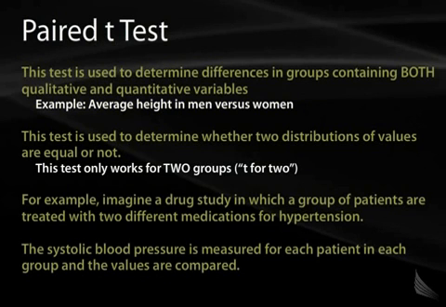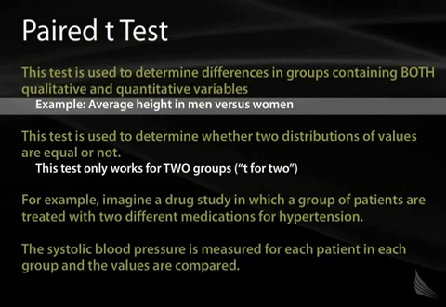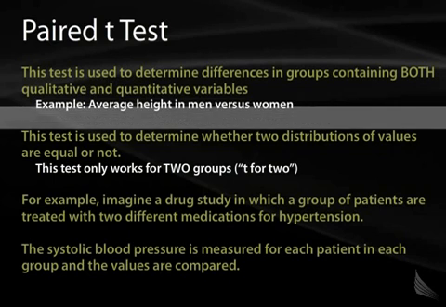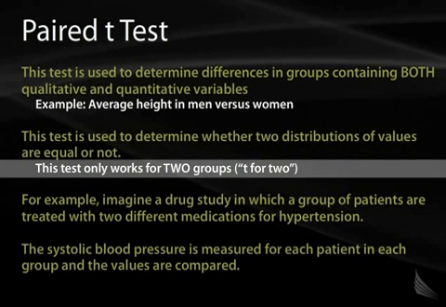The test we'll discuss is the t-test. The t-test is used to determine if there are differences between groups containing quantitative variables, for example, the average height in men versus women. This test is used to determine whether or not two distributions of values are equal or not. And it's very important to remember that this test only works for two groups, so t equaling 2.